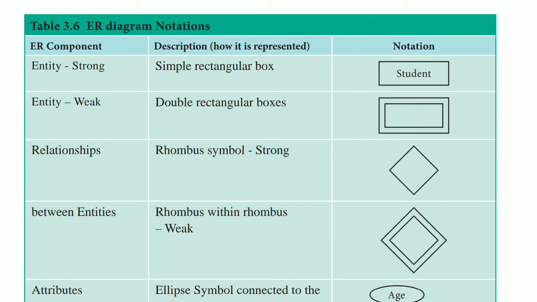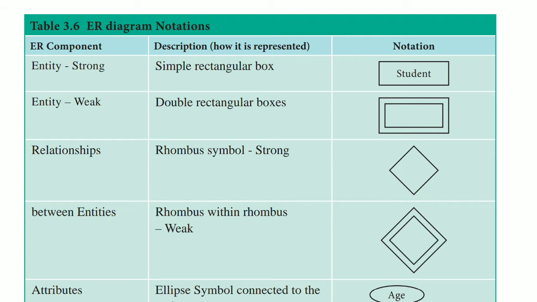Here you can see that entity is of two types: one is strong entity and another one is weak entity. A strong entity is given in a simple rectangle box with a single border. But in the next row you can see that a weak entity is displayed using a double rectangle box, which is a double bordered rectangle box.